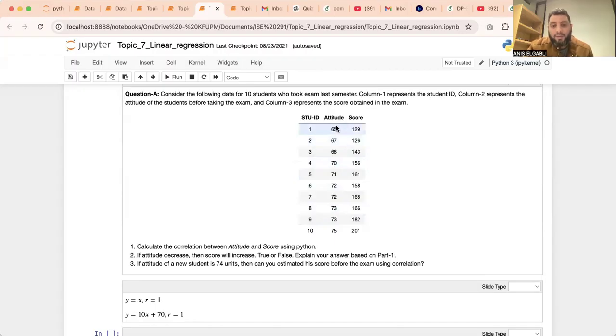Okay, so we will compute the correlation between these two variables, and then we need to answer this question: if attitude decreases, then score will increase. True or false? We need to check that. And the last question: if the attitude of a new student is equal to 74 units, then can you estimate his score before the exam using the correlation? Okay, so maybe let's start with the last part here.